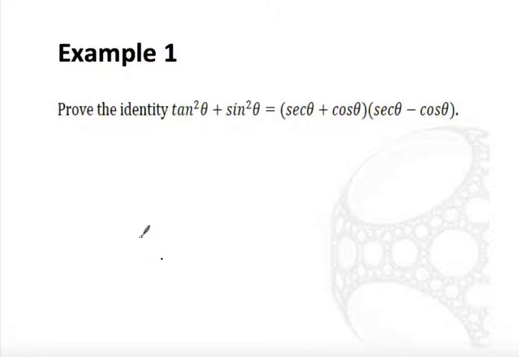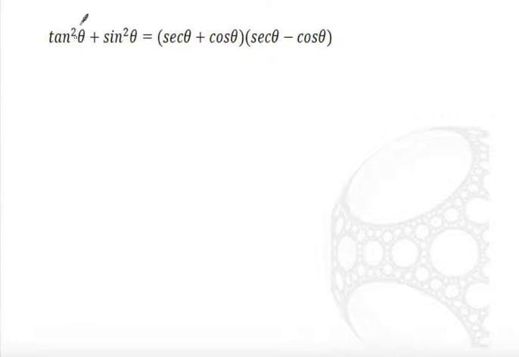There's no set method to do this. It requires your thinking to have a go at it. So it says in this question, let's prove the identity: tan squared theta equals sine squared theta plus sec theta times sec theta plus cos theta times sec theta minus cos theta. Just note that I will refer to this as the left hand side, and this as the right hand side.